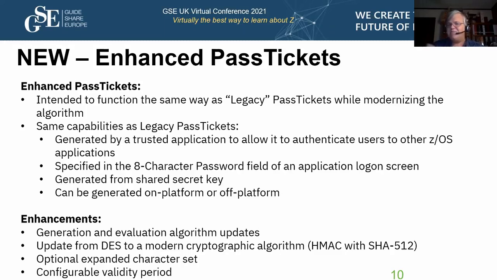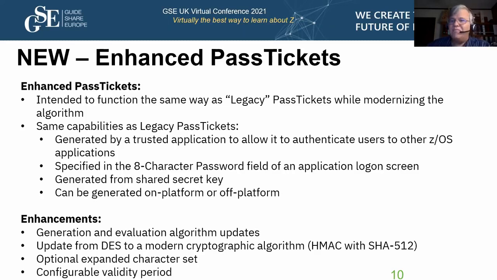So the capabilities are the same, generated by the trusted application to allow users to use these other applications. It's still an 8-character value that we're generating, right? We're not putting this in the passphrase. This is still being placed in the password, still generated from a shared key. And I said that the algorithm is public, and the only really secret thing is the key value that you're using. And I should have pointed out there that you can generate these off platform.